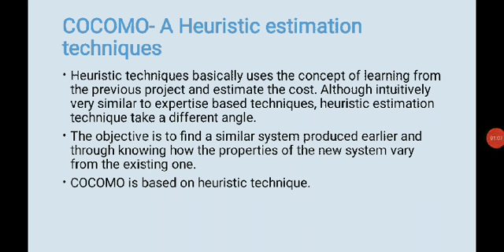COCOMO, a heuristic estimation technique. Heuristic technique basically uses the concept of learning from previous projects to estimate the cost, right? So this is with the prior knowledge that you had from previous projects. Although intuitively very similar to expertise-based techniques, heuristic estimation techniques take a different angle. The objective is to find a similar system produced earlier and, through knowledge, know how the properties of the new system vary from the existing ones. COCOMO is based on heuristic techniques.